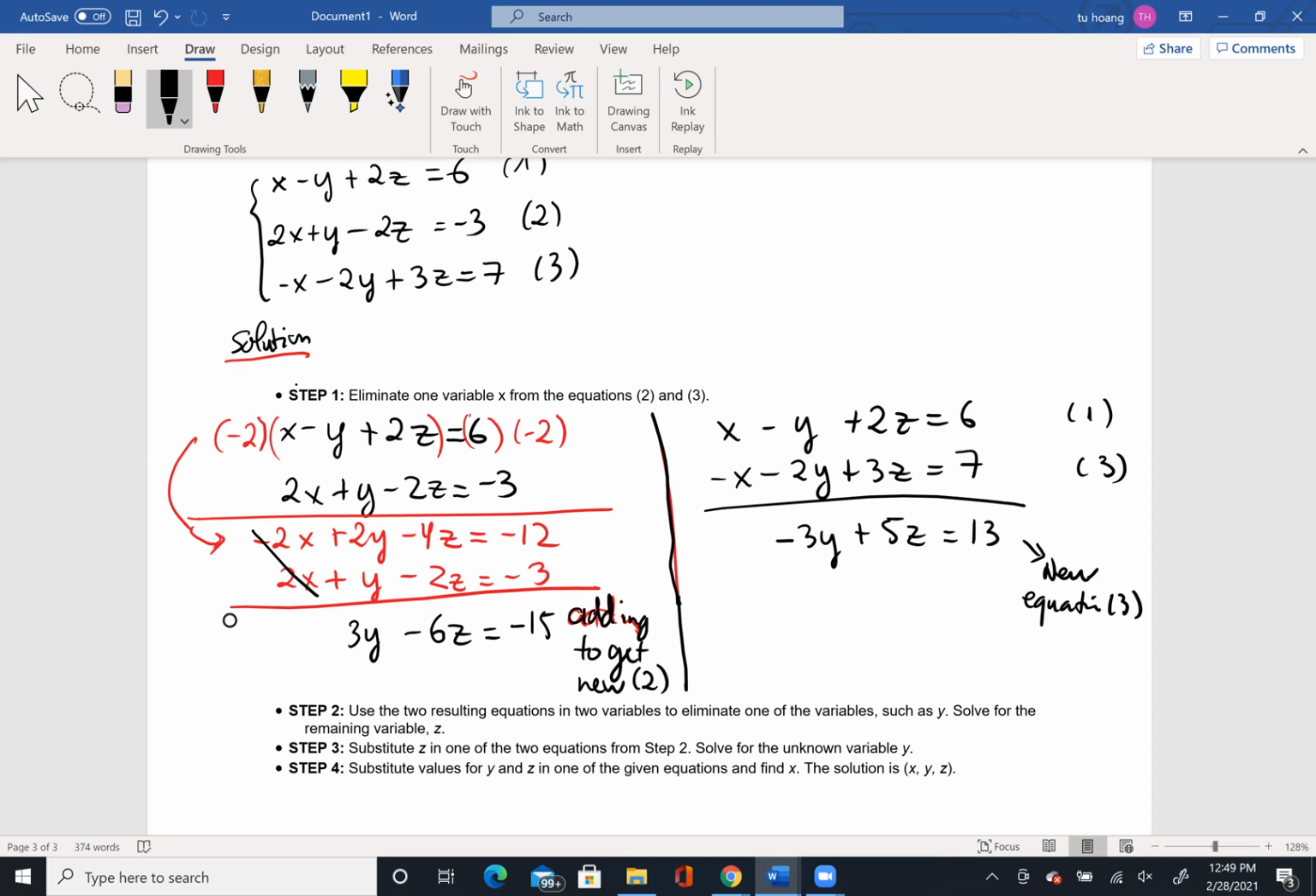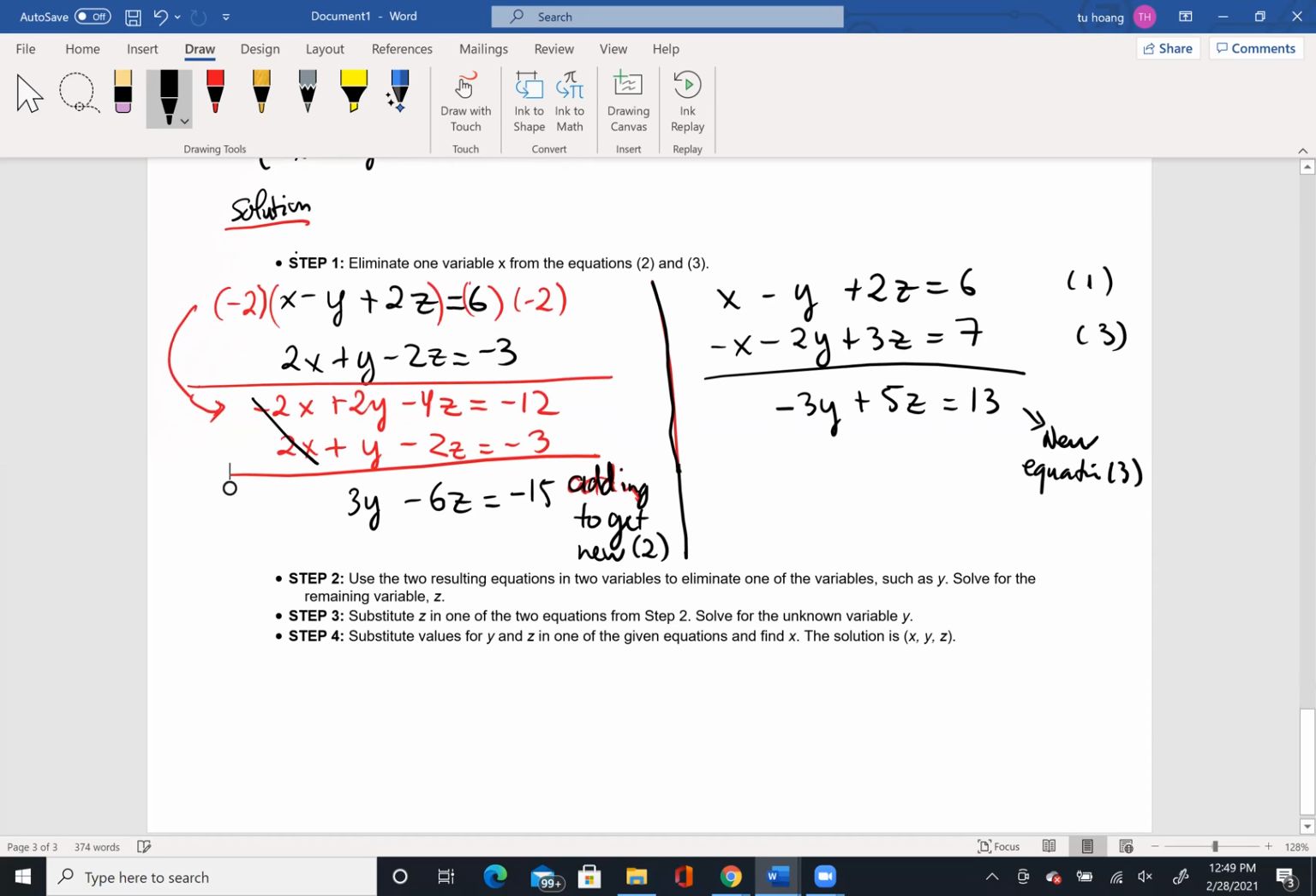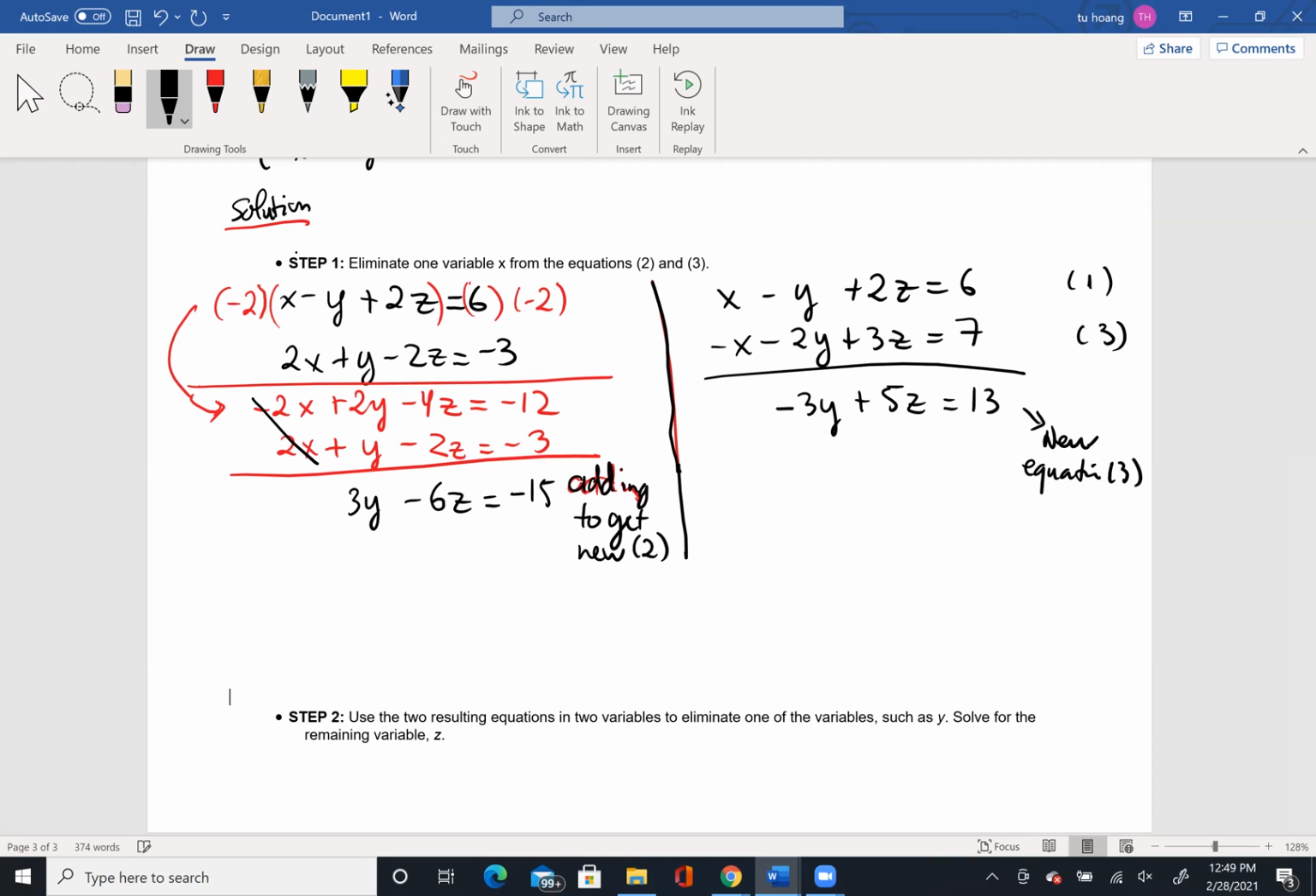All right, so I'm done eliminating one variable x from equation 2 and equation 3, and I have a new equivalent system.